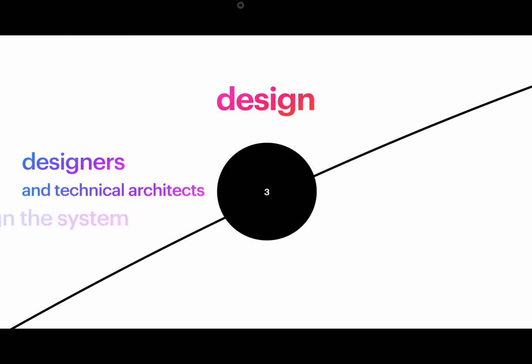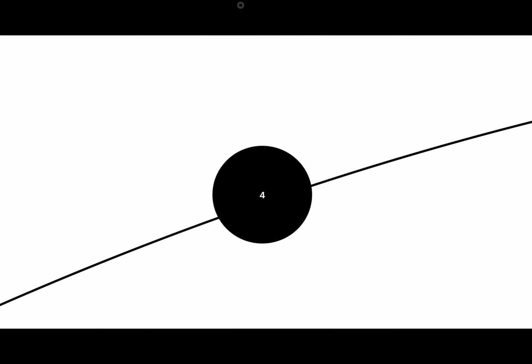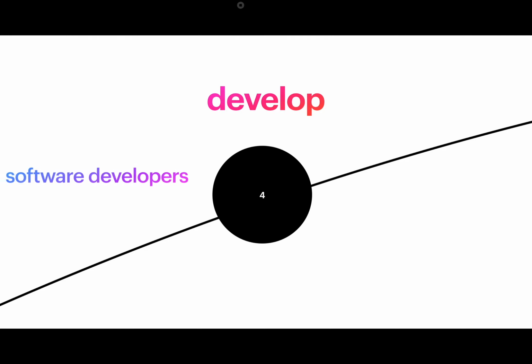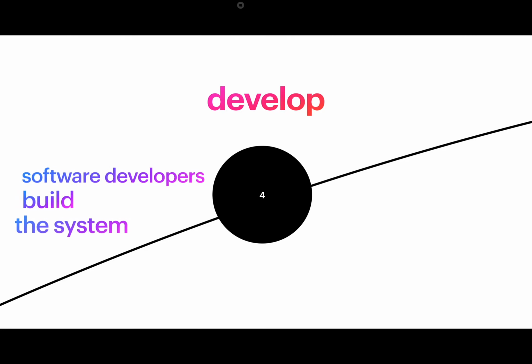So now we've got a list of requirements specifying what the product does, we can design how it will work. Designers and technical architects design the system. That's the user experience, also how it looks, and how the web stack will service client requests. Once we've got a design for the system, it's time to develop it. Here, software developers build the system.